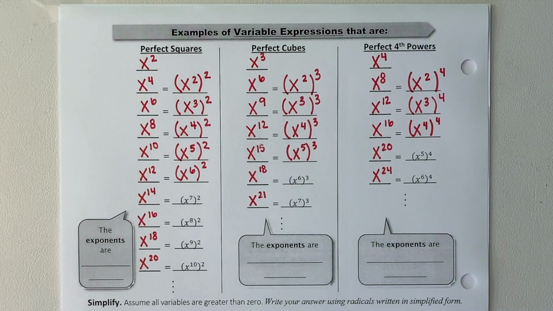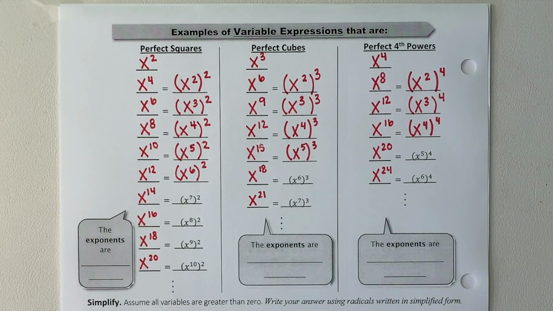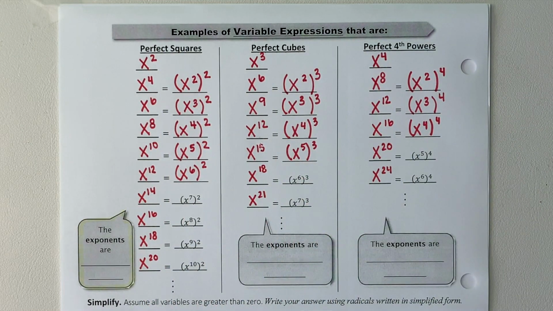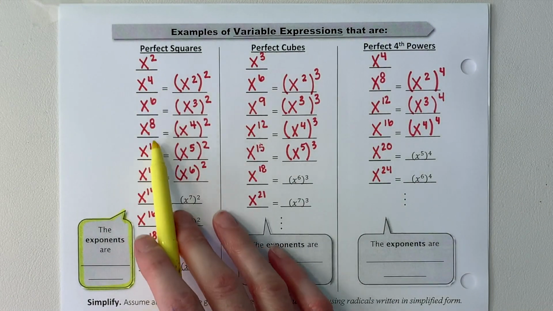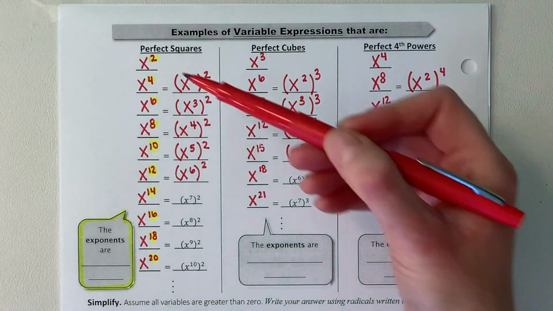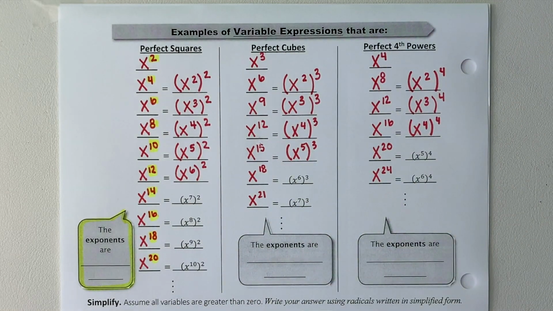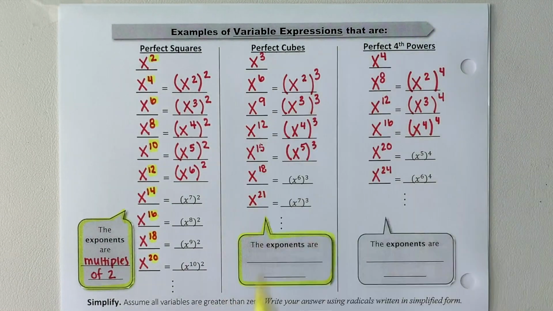Now, if you look closely, you'll find a pattern here, and this pattern makes it really easy to identify variables that are perfect squares, perfect cubes, or perfect fourth powers. Let's examine all of the exponents on our perfect squares. We've got 2, 4, 6, 8, 10, 12, and so on. Notice, for variables that are perfect squares, all of the exponents are multiples of 2. So if you have a variable and its exponent is a multiple of 2, you'll know that it's a perfect square.